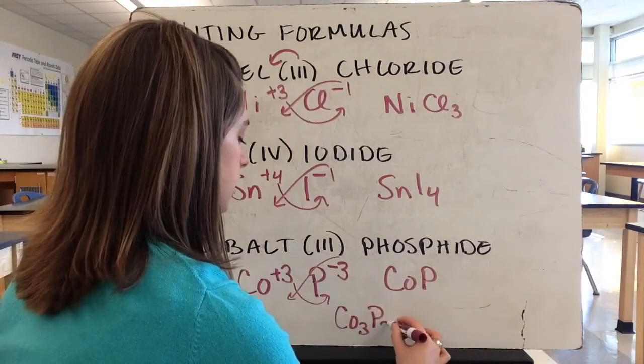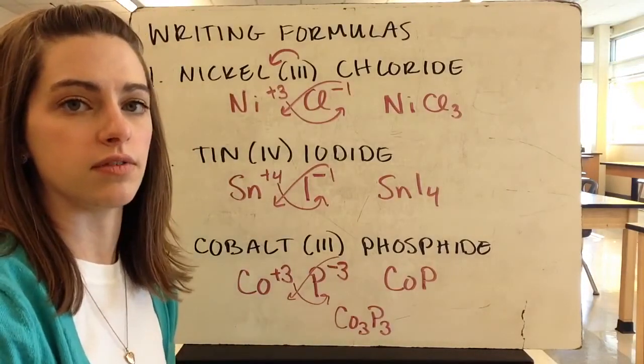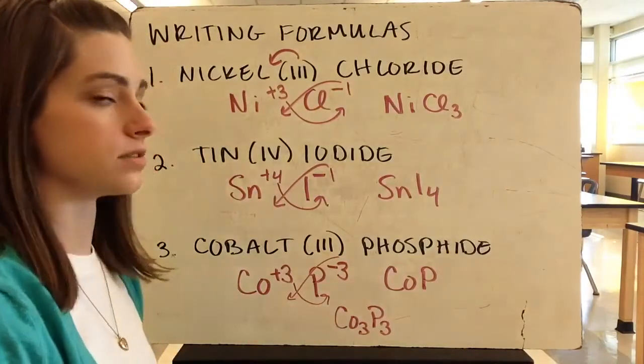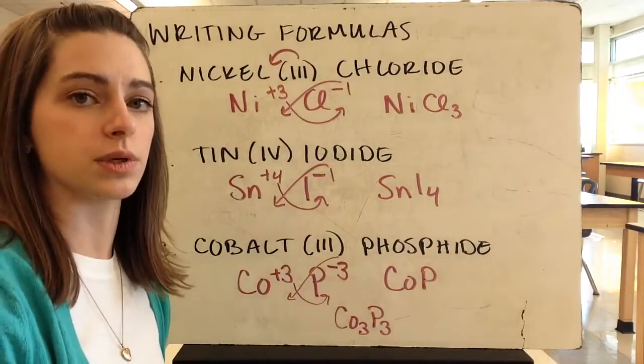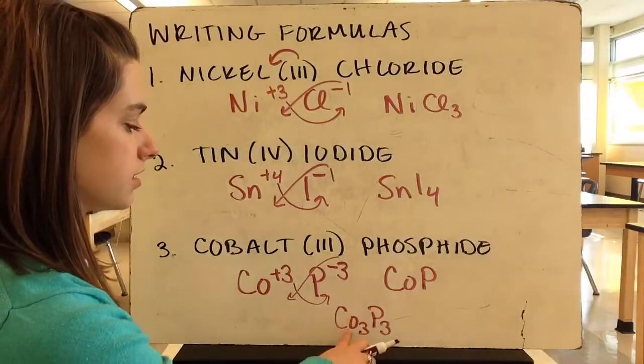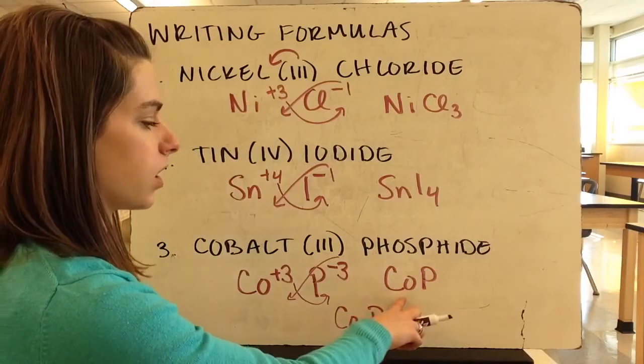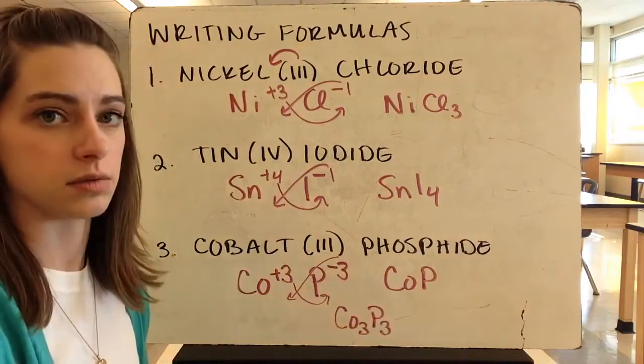Co3P3. But remember, we want our most reduced form of our formulas. It's kind of like reducing fractions. If you had a fraction of 3/3, you'd reduce that to 1. Same thing with this. If we have cobalt 3, phosphorus 3, we're going to have 1 cobalt, 1 phosphorus because they reduce down.